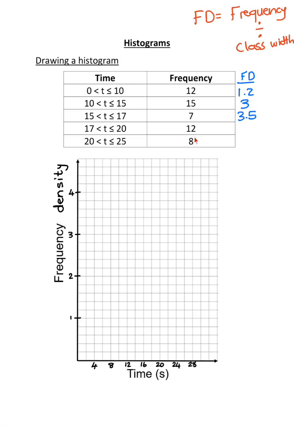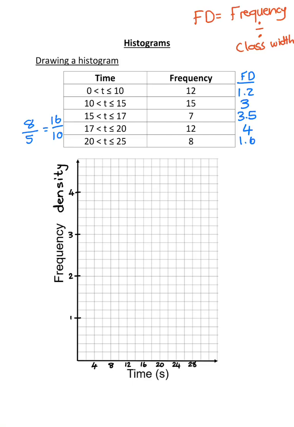Now this is a trickier one because if you don't have a calculator, this happens quite a lot. So we've got 8 divided by 5. If you can't do 8 divided by 5 without a calculator, scale it up so it's out of 10. So 16 divided by 10 would be 1.6. And I've missed one out. 12 divided by 3, which is 4. Okay, so there we go. We've got the frequency densities. Now we need to just draw it in a graph.